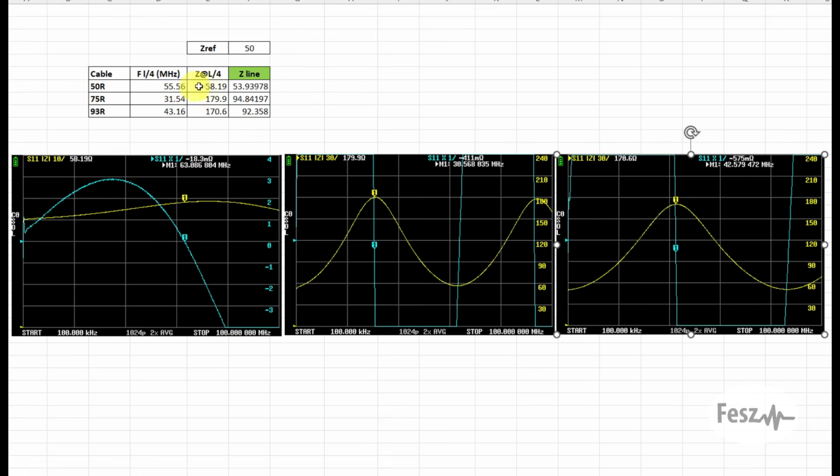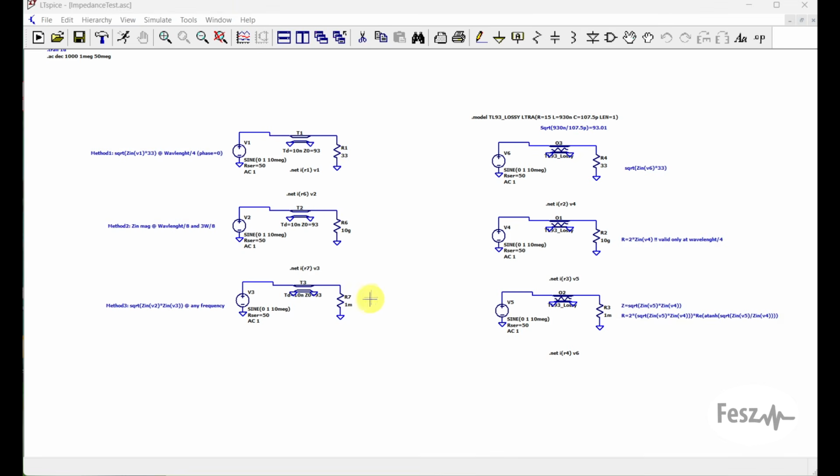Anyway, after taking out the numbers and running the calculation, we again are seeing pretty good values for the 50 ohm cable and for the 93 ohm one. But the 75 ohm cable is off again, though by a bit less than last time. Now, for some of the measurement techniques, I was also able to test them out in the circuit simulator.